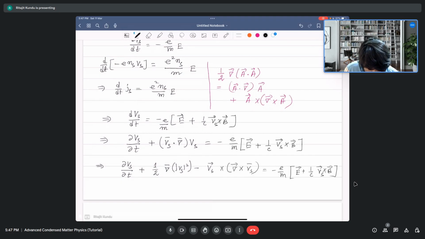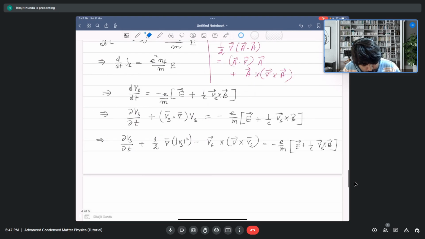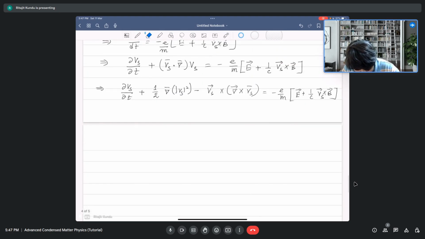All right, so now we can do something. We can actually take a gradient or take a curl of the whole expression. Okay, that will simplify our life a little bit. Before that, let me do some quick arrangements.